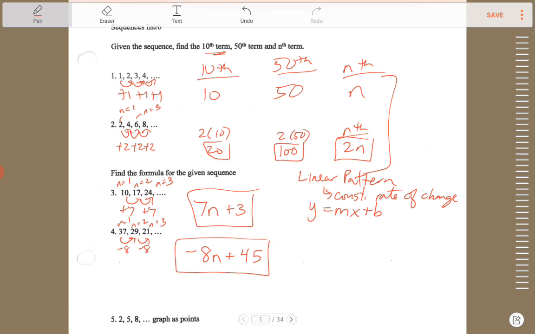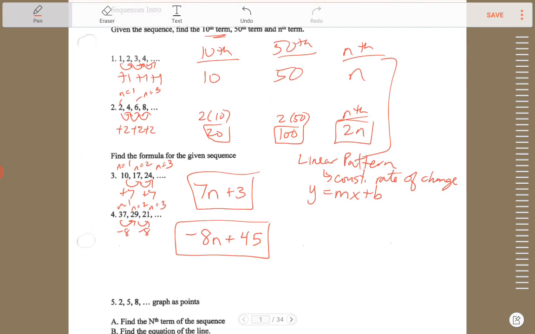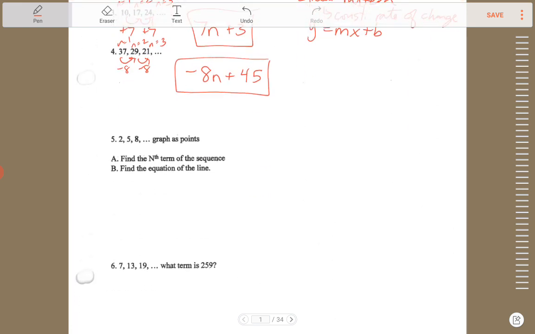Okay. All right, let's go on. There we go. So we got 2, 5, 8, and so on. It says graph it as points. So let's go ahead and do that. Let's draw our xy coordinate plane. Here we have 1, 2, 3. These are our term numbers: term 1, term 2, term 3. And this will be our actual value. When we have term 1, that's the value of 2. Term 2 is the value of 5, and term 3 is the value of 8.